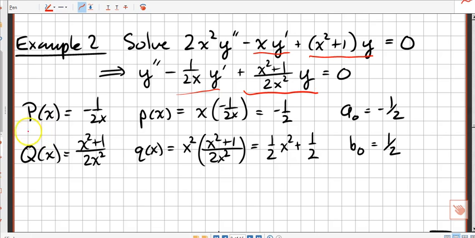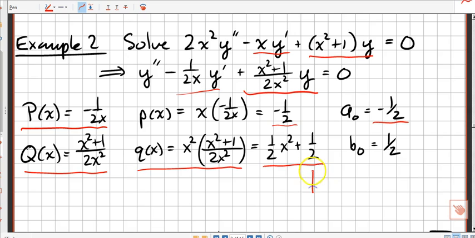So my big P function, the coefficient of the y prime, is negative 1 over 2x. If I multiply by x, that gives me negative 1/2, which means my a sub 0 is going to be negative 1/2. Big Q, (x squared plus 1) over 2x squared, if I multiply that by x squared, I get 1/2 x squared plus 1/2. So b sub 0 is the constant term, and that's 1/2. So we get a b sub 0 equal to 1/2.